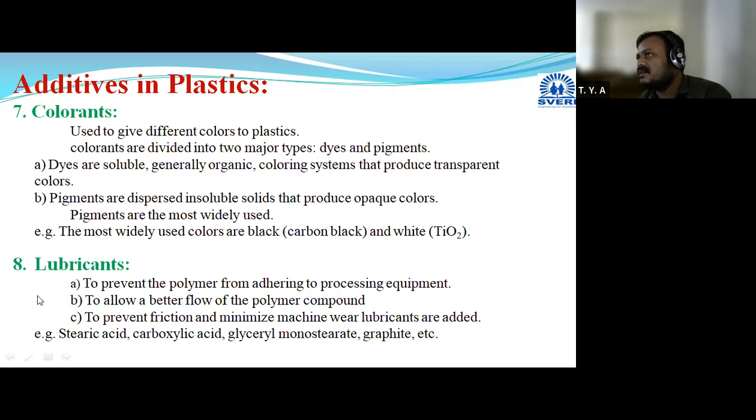So the materials which are added to achieve these properties are considered lubricants. Different kinds of lubricants used are stearic acid, carboxylic acid, glyceryl monostearate, or graphite. You can easily remember graphite, and then stearic acid. So these are lubricants. In this way, these are the additives used in plastic material.